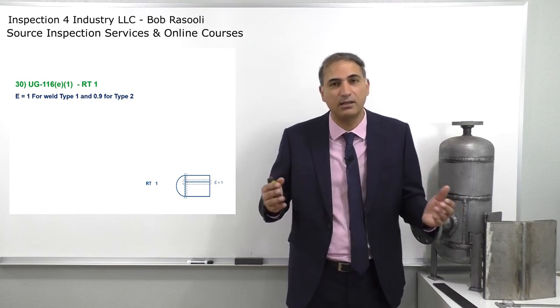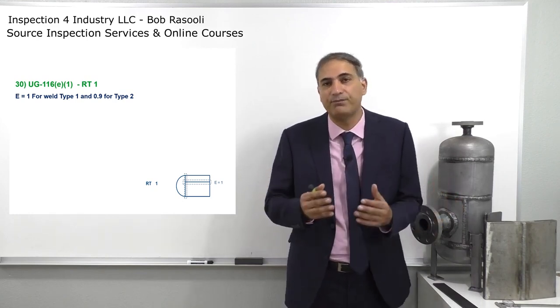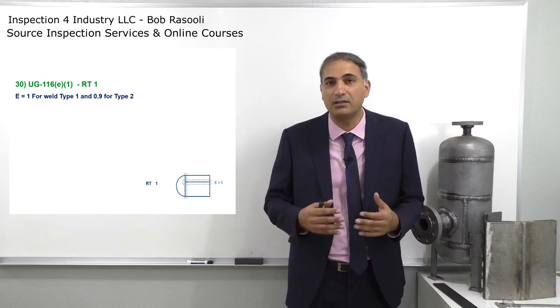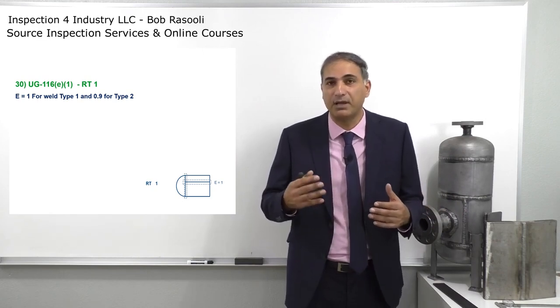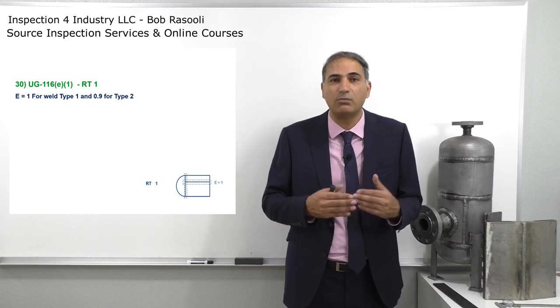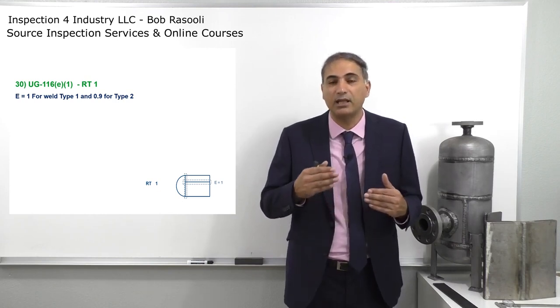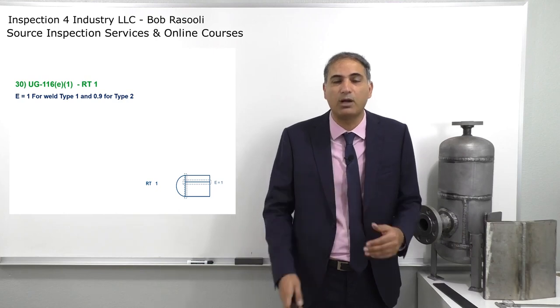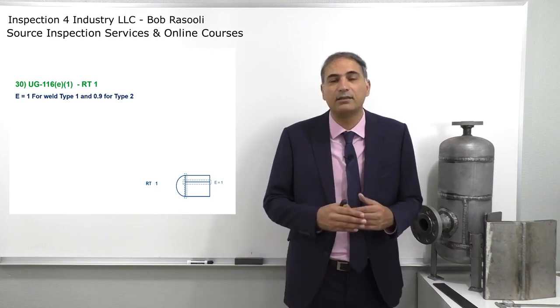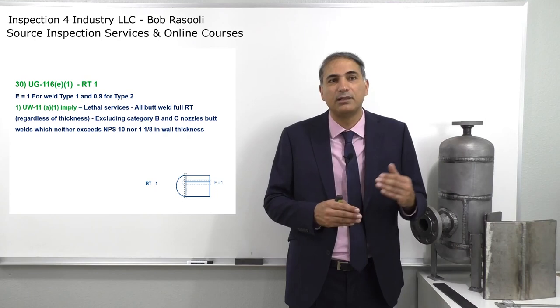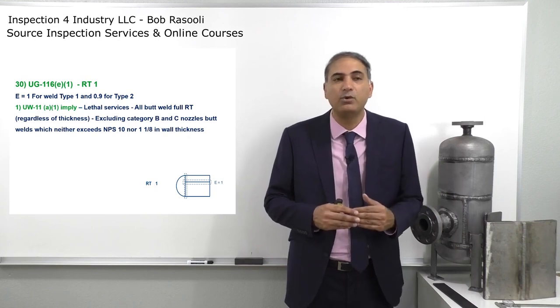I haven't seen, actually, in the last 10 years any pressure vessel designed with weld type number 2. Okay, but normally we go with weld type number 1. So if you are having E equal 1, weld type number 1, it's RT1, and these items are going to happen.